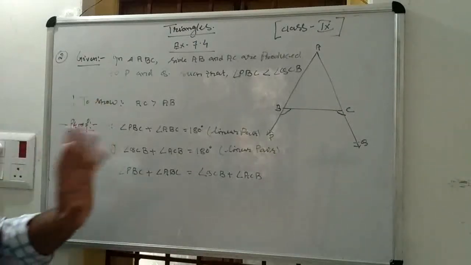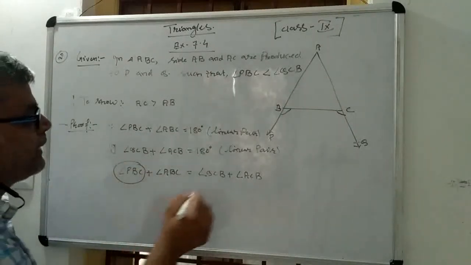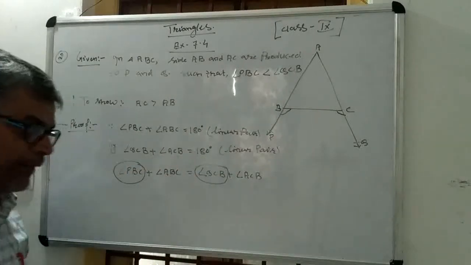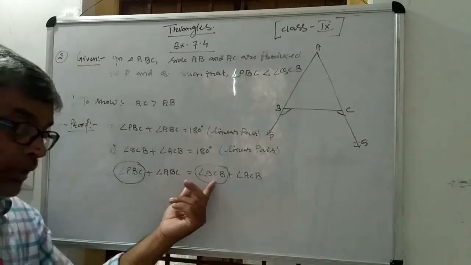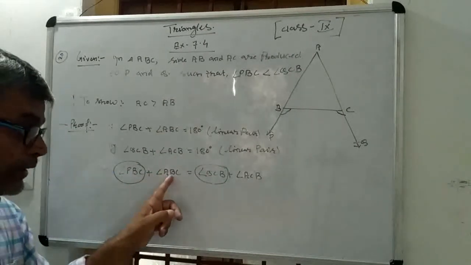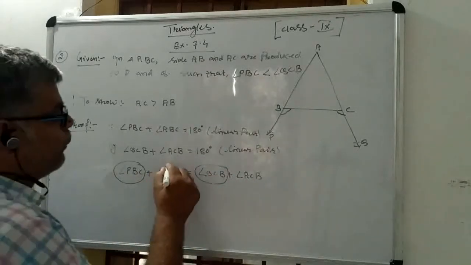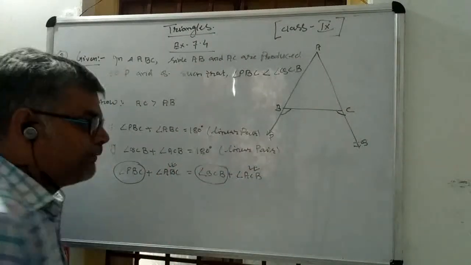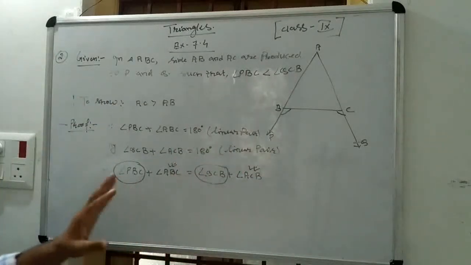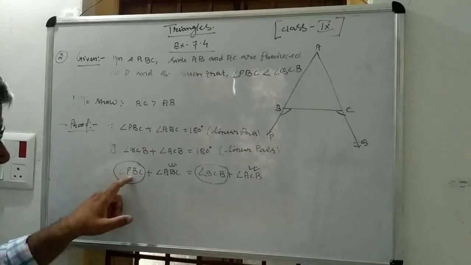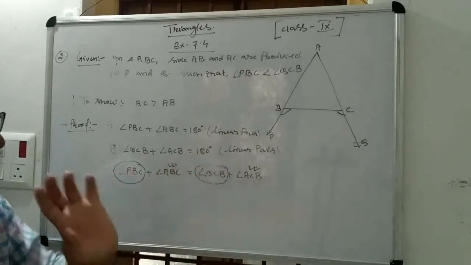Now it is given that PBC is smaller than QCB. The value of this one is smaller than this. It means that the value of this one must be greater than this, because the value of ABC must be greater than ACB. Then only their sum will be equal to each other. Because it is given in the question that this is smaller than this, automatically the value of this must be greater than this.